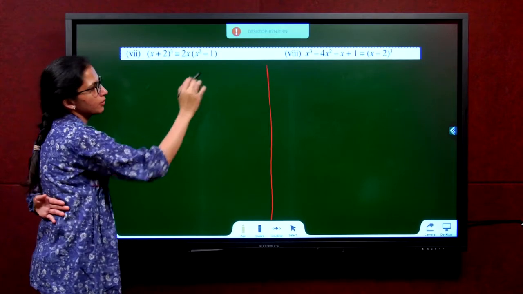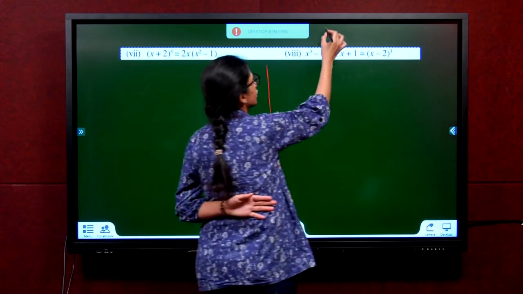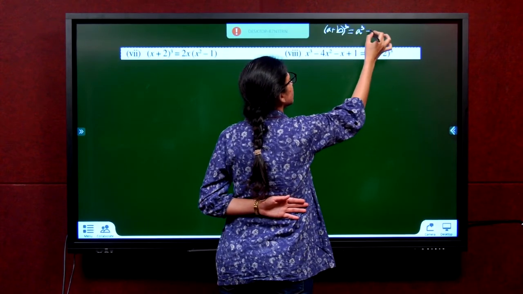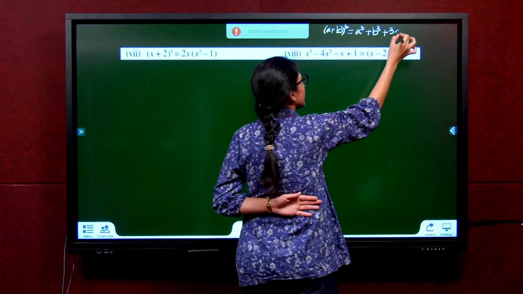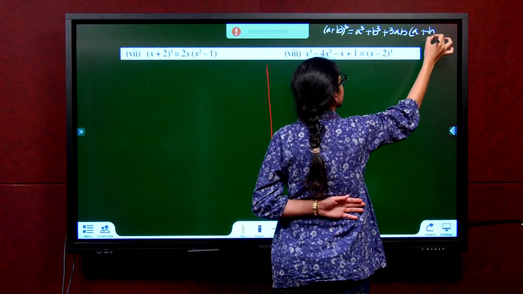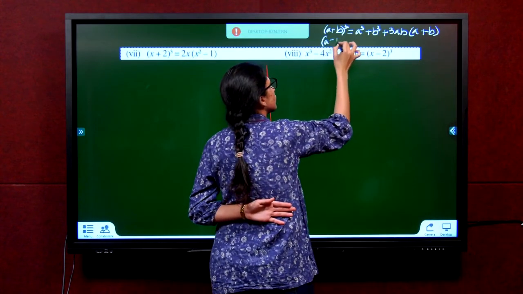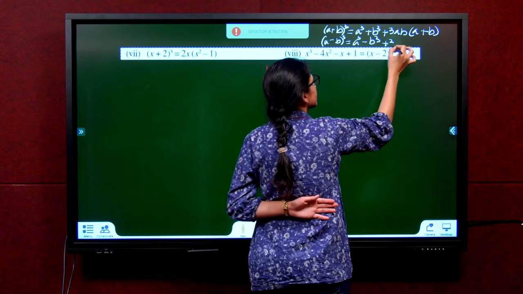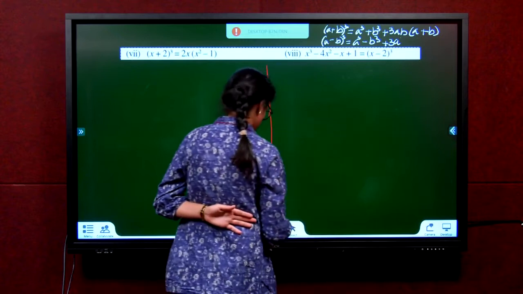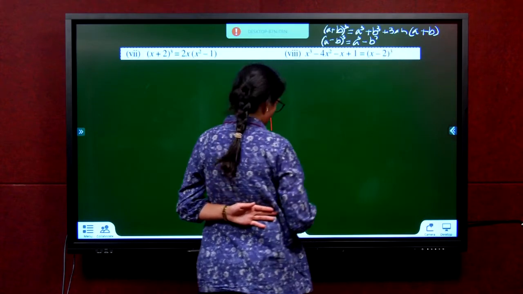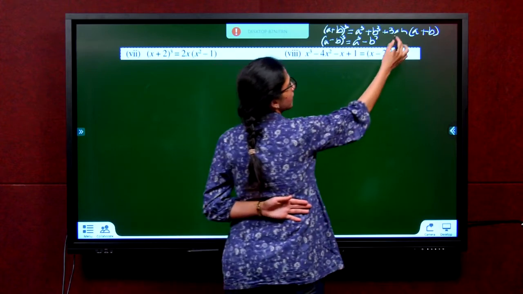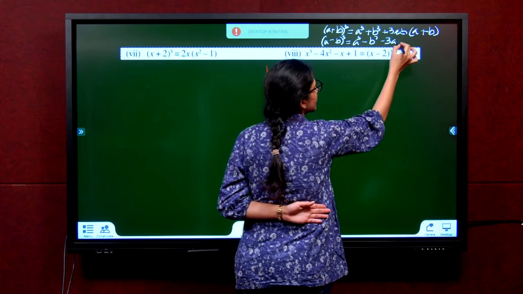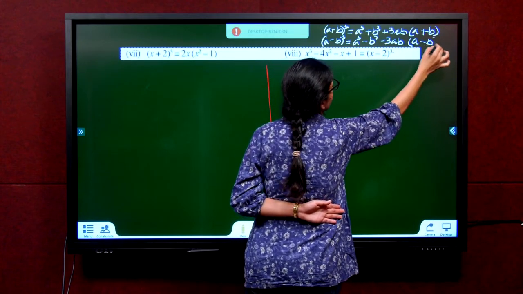Expansion. You can see there's a cube here. We already know the identities. I will mention it here. (a + b) the whole cube is a cube plus b cube plus 3ab into (a + b). (a - b) the whole cube is a cube minus b cube minus 3ab. Do you remember? I mentioned you have to put a negative sign wherever there is b. There's a b here, so this becomes minus 3ab into (a - b).